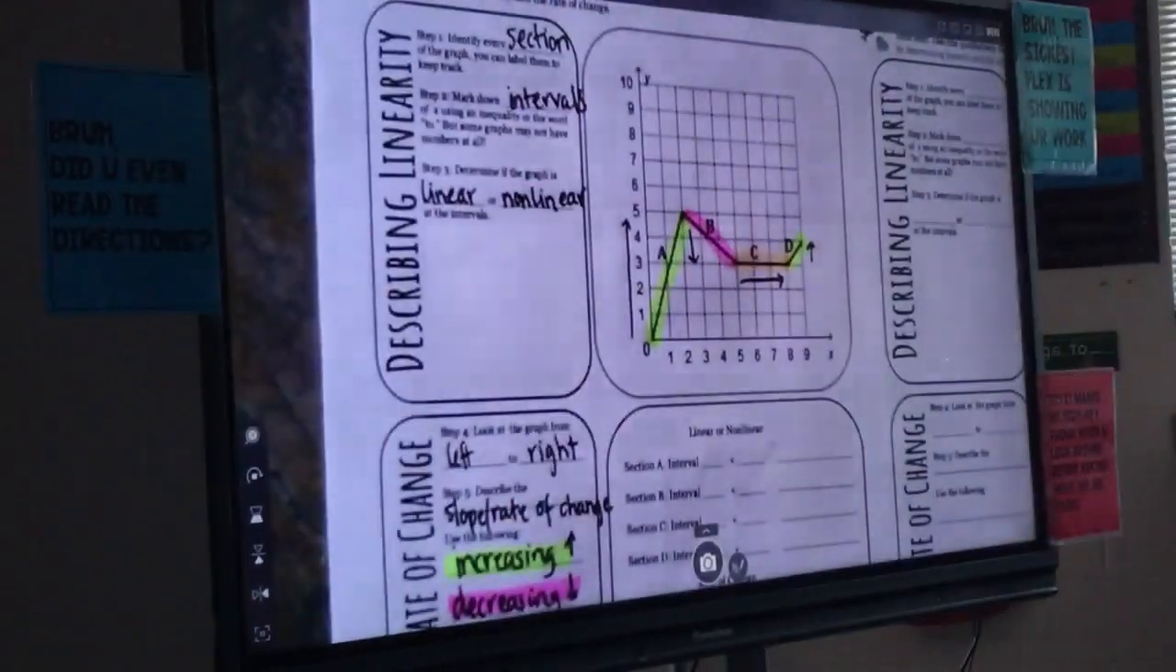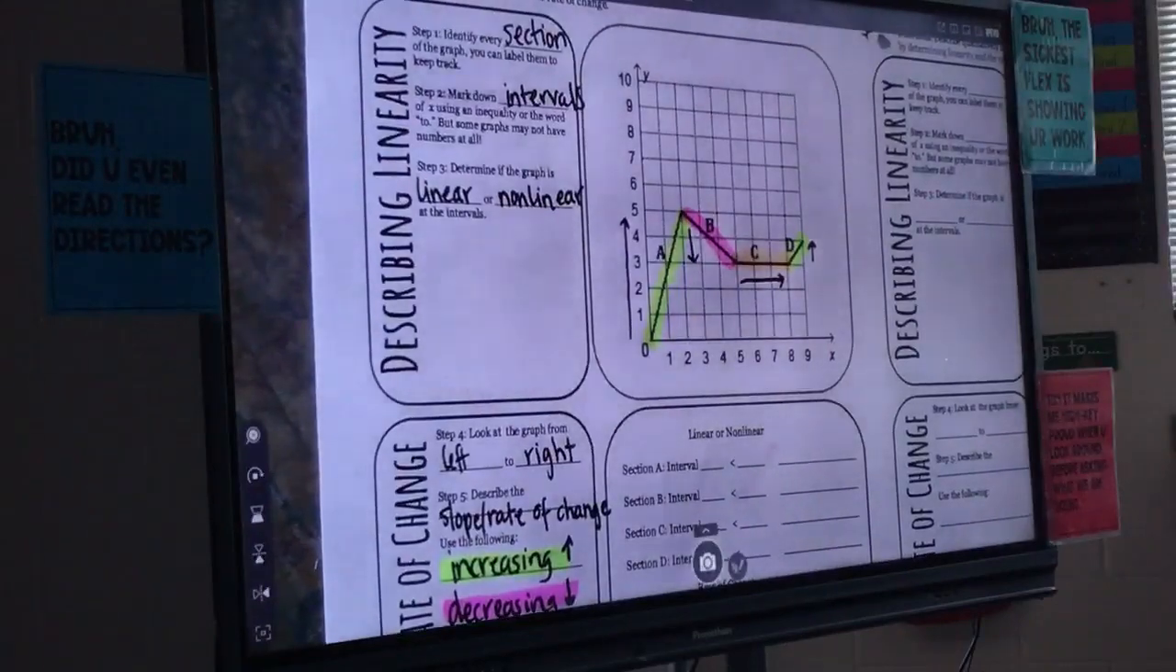Go ahead and add those little arrows to your graph as well. I don't think I did that one last time.